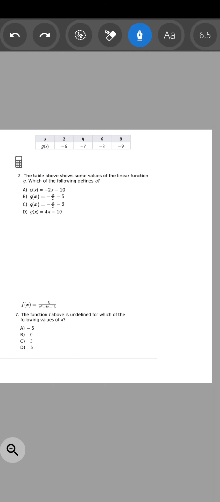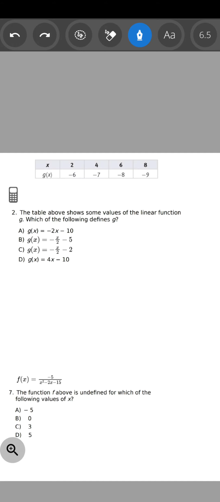Hello everyone, today I'm gonna talk about the solutions of some SAT math questions that are about functions. So let's begin and do them together. Our first question is that the table above shows some values of the linear function g. Which of the following defines g?